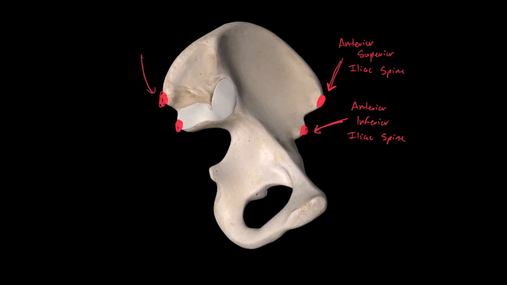This one is going to be the posterior superior iliac spine. And then this one, as you guys can guess, is the posterior inferior iliac spine. Awesome. Now within the ilium itself, it has three surfaces, and we already mentioned one.